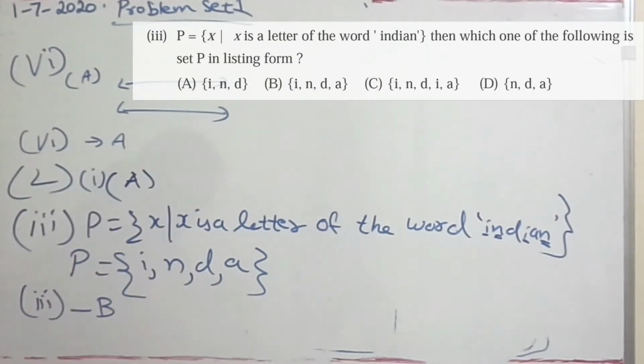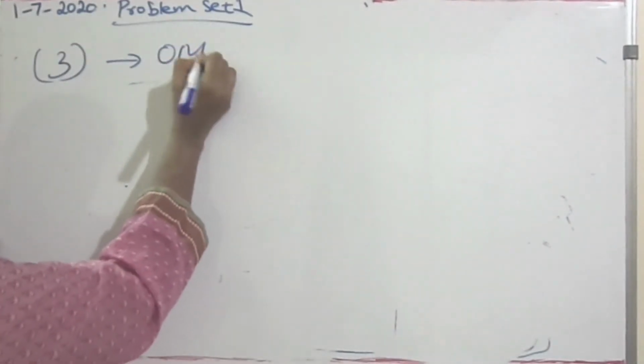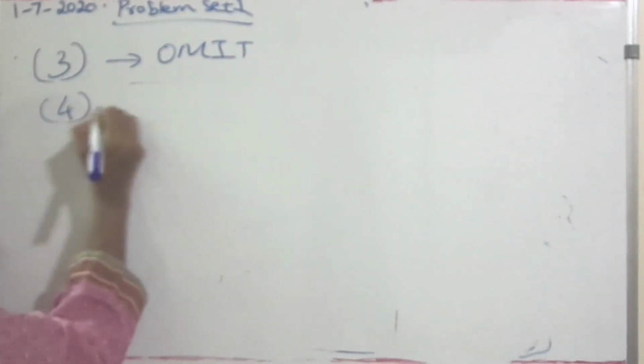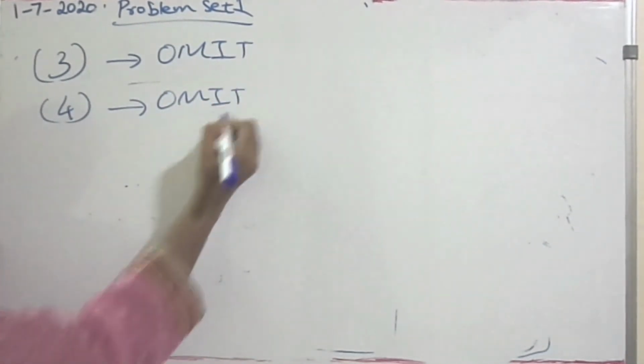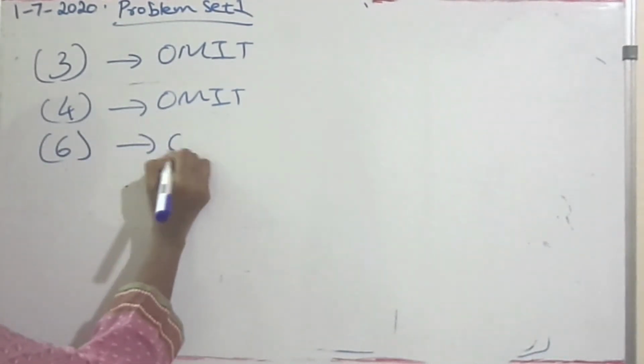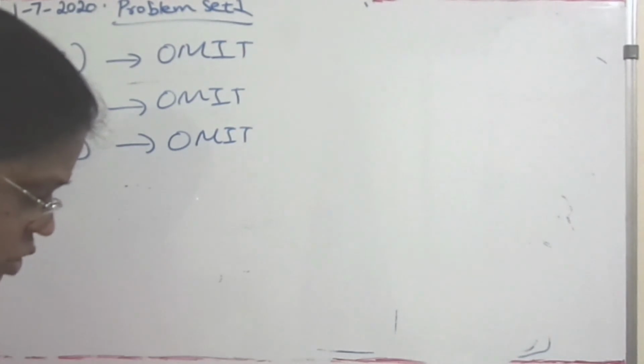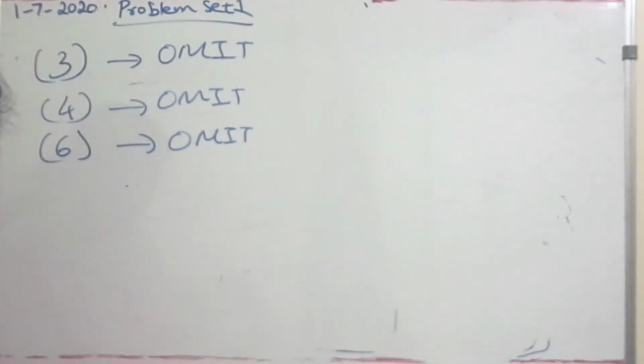Now fourth one was already done. Now question number 3 and 4 is again omit. Question number 3, omit. Question number 4 also omit. We are not doing such type sums. Question number 5 I have already done when we were doing number of elements A and B, and also question number 6 is omit. Just mark the omitted sums. Question number 7 I had already done last time, so that remains question number 8 to be done.